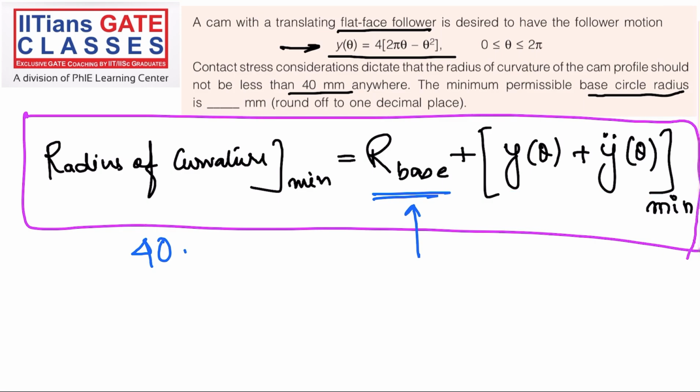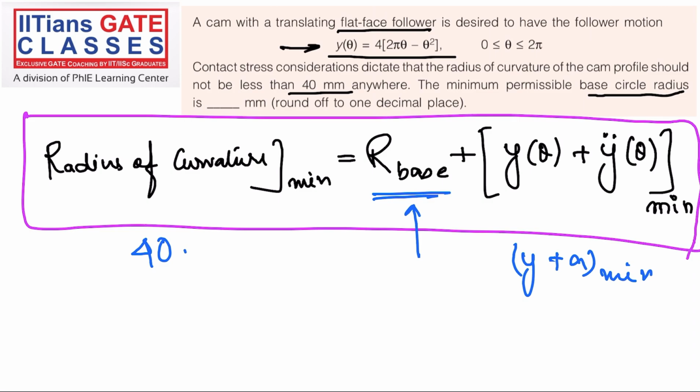Anyways, we have seen what y double dot theta is. This is nothing else but the acceleration of the follower. This is the double derivative of this equation, which is nothing else but the acceleration of the follower. Somewhere you might also see this as y plus a minimum. A represents the acceleration, y represents the motion of the follower.